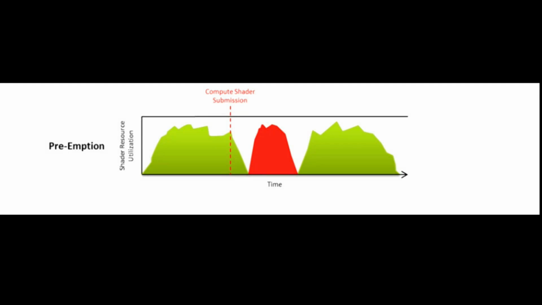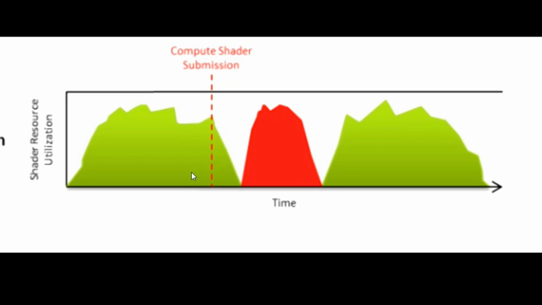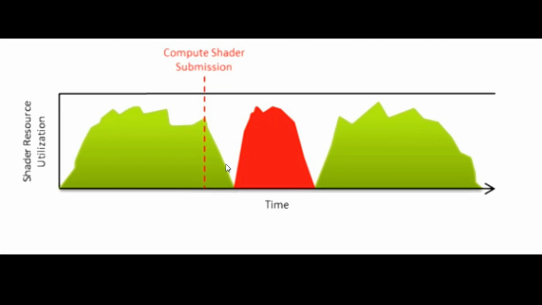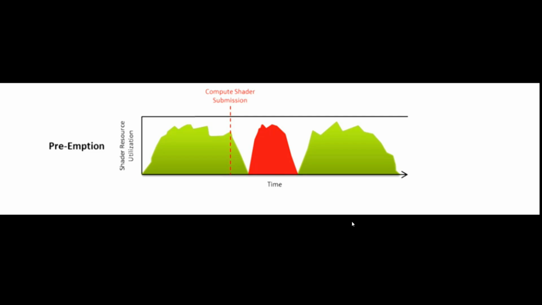Here we can see 2 workloads, the graphics workload in green and the compute workload in red, with the shader resource utilization number on the vertical axis. This green part is where graphics work is being done on the GPU, and then an instruction is made for compute shader work, at which point the graphics work tails off in order for the compute work to come in. Once the compute work is finished, the graphics work continues. And this is effectively what happens on an Nvidia Maxwell GPU.